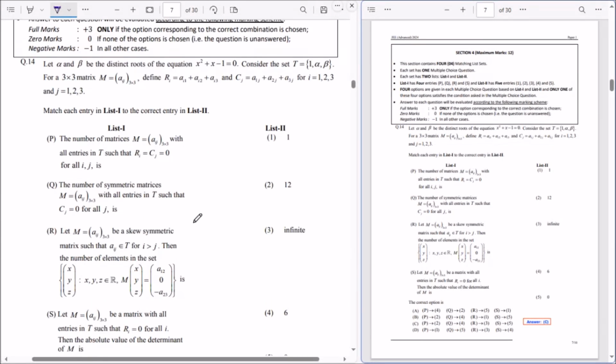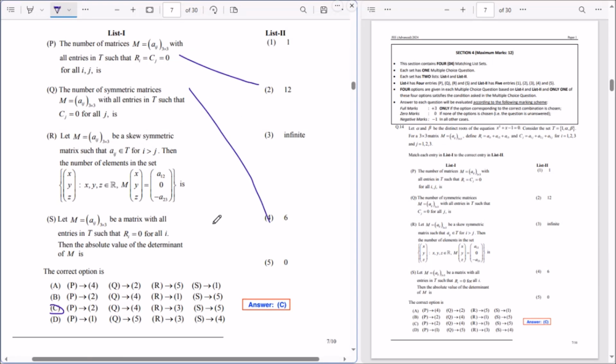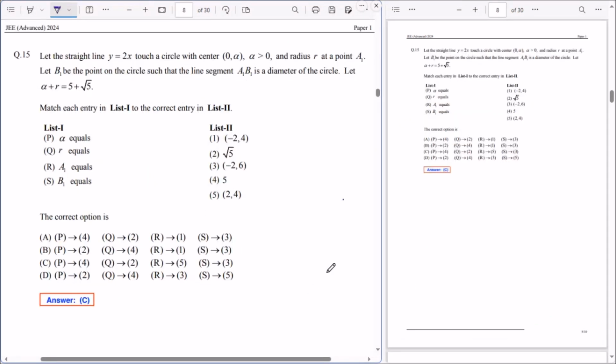Question number 14. The correct option is C, that is P2, Q4, R3 and S5. So option C is the correct option, students. Next, question number 15.